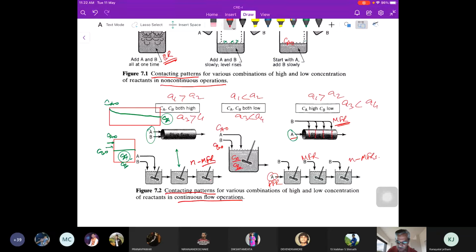Or we can have another option similar to this one. You have n number of MFRs. So you add A in the beginning for the first reactor, it will go to second, third, fourth. So this will be like PFR mode, and B को each reactor में separately वो add कर दिया जाएगा. So it will be like mixed flow reactor. These are various options for obtaining low-high combination of A and B.